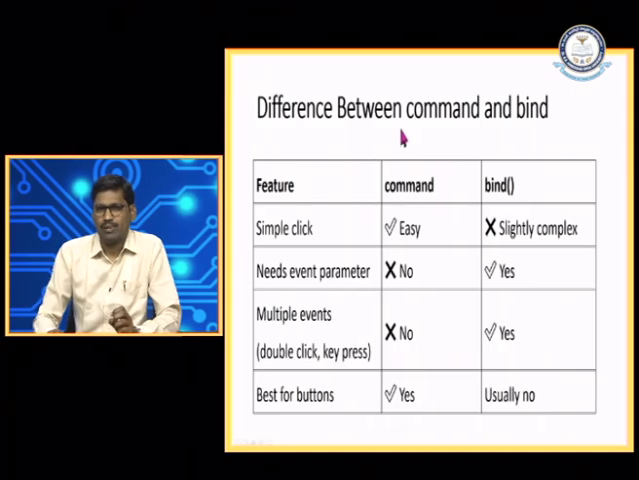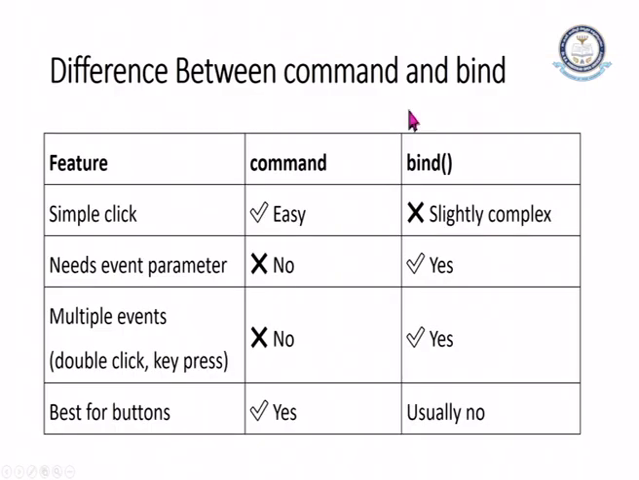Now, these are the major differences between command and bind. Command is very easy to implement, while bind is somewhat difficult; it has a complicated syntax. With command, there is no need to use any parameter, you simply write the function name. But with bind, you need to specify an event sequence and a function name. It has parameters, two parameters minimum we need to write, and it handles multiple events.